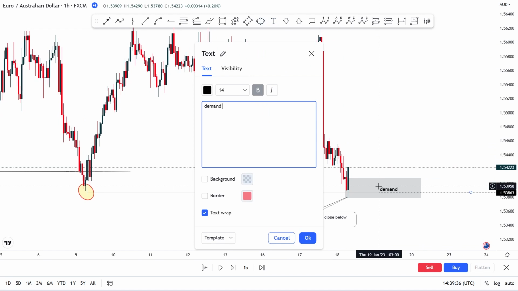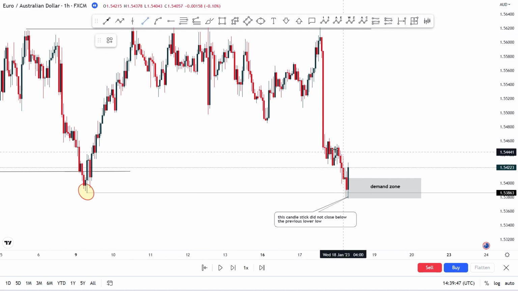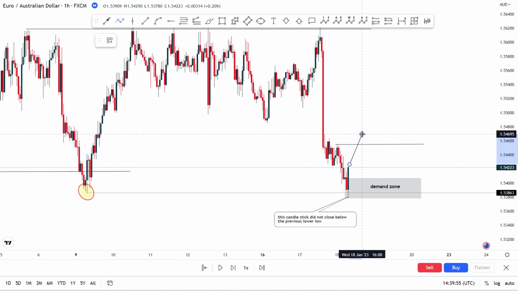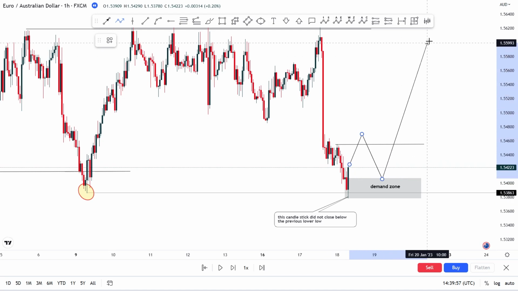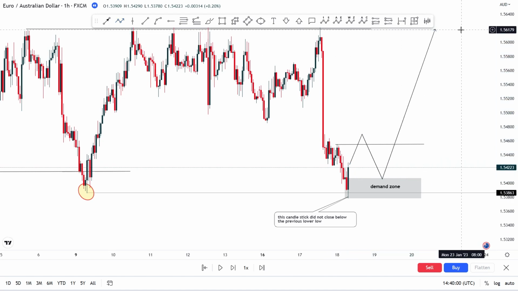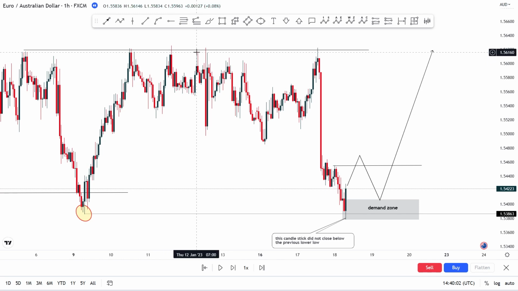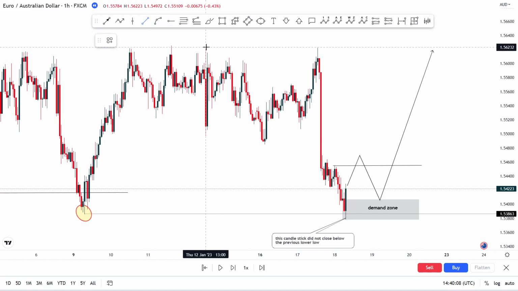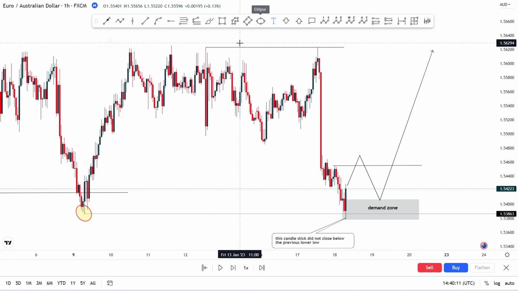We draw our demand zone here, and then we will be waiting for the market to at least break the previous high after this manipulation. That means we will be waiting for this, and then to target these equal highs here. We have equal highs here, which is our liquidity. That means this is going to be our take profit.